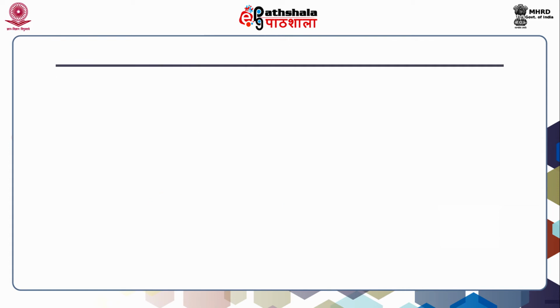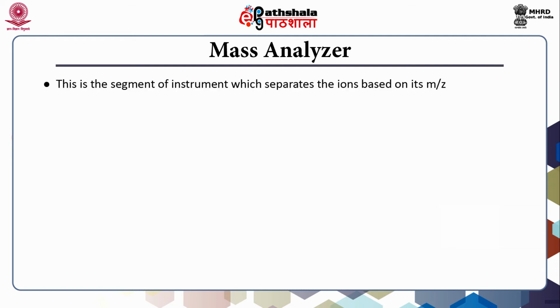So, now we have prepared the ionized substances, but once these samples have been ionized, they have to enter into the mass analyzer where the mass of the samples will be analyzed. This is the segment of the instrument which separates the ions based on their m/z value, that is mass by charge ratio. These are of many types.